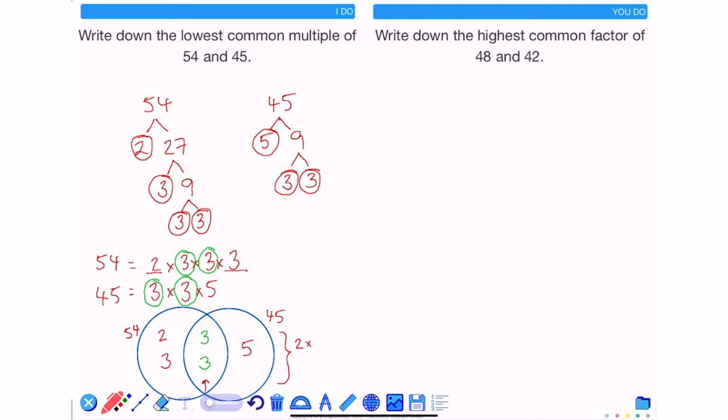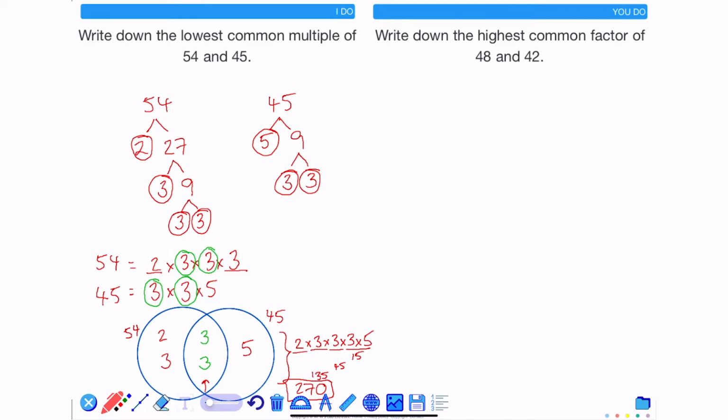So 2 times 3 times 3 times 3 times 5. 3 times 5 is 15. Times this by 3 is 45. Times this by 3 is 135. And times this by 2 is 270. The lowest common multiple of 54 and 45 is 270.